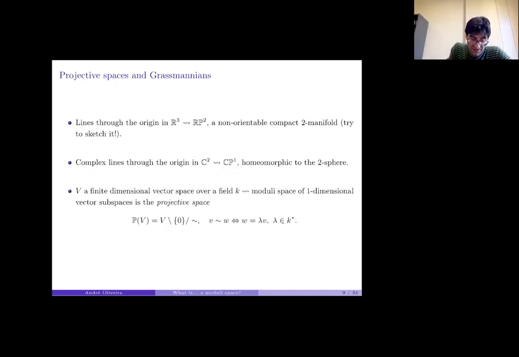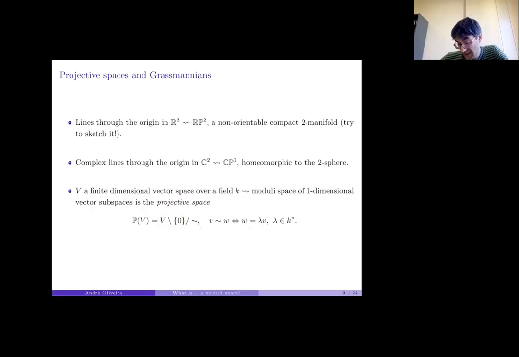And in general, this is a general construction. Lines through the origin are one-dimensional vector spaces. So if V is any finite dimensional vector space over a field K, then the moduli space of one-dimensional vector subspaces is called the projective space. Okay, and you see here, the definition is exactly the same as I gave you for RP1. You take all non-zero vectors and declare that they are the same when they are multiples of each other by a scalar in your field.